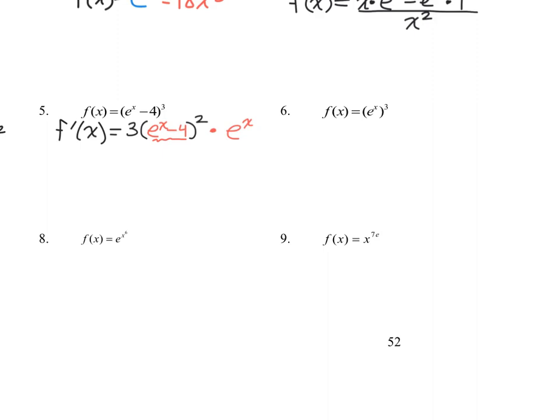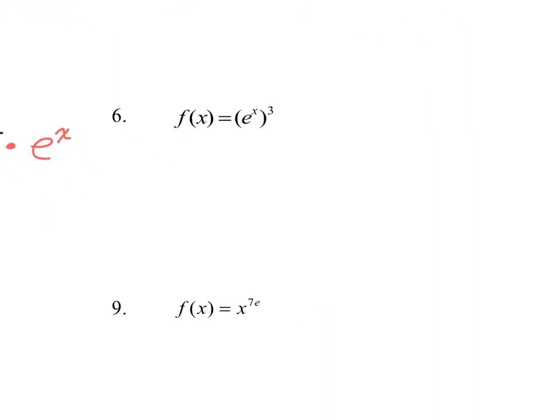Number 6, we have e to the x to the third. You might look at that as being something very similar to number 5, because it basically is the same thing, just without the minus 4. But when you're dealing with a monomial raised to a power, one thing you could always do is multiply those powers right off the bat. Make your life slightly easier.